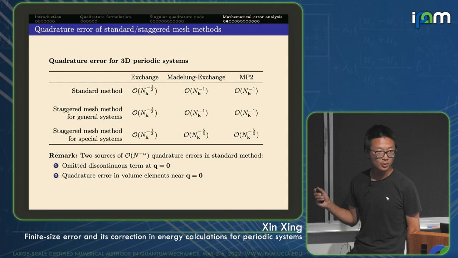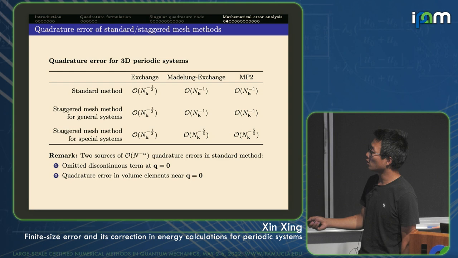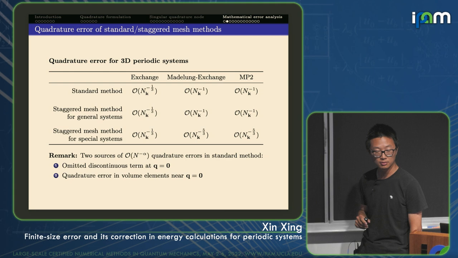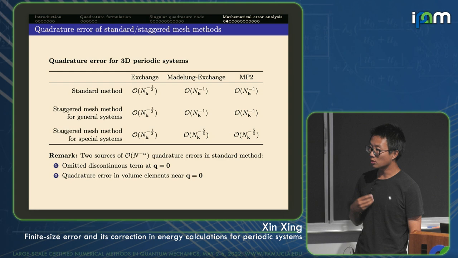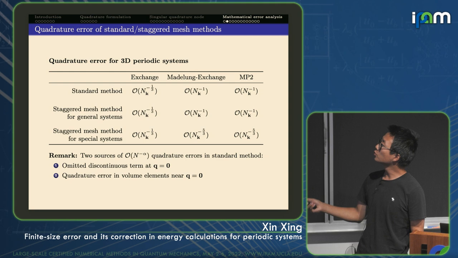It turns out that our analysis can show that there is another source of significant dominating quadrature error that comes from all these integration small volume, small domains near q equals zero. So in other words, even if you manage to remove the quadrature error due to q equals zero alone, you still cannot reduce your quadrature error asymptotically in general, which is the case for staggered mesh method in general system. It indeed removes a big chunk of the quadrature error, but it cannot reduce it asymptotically.